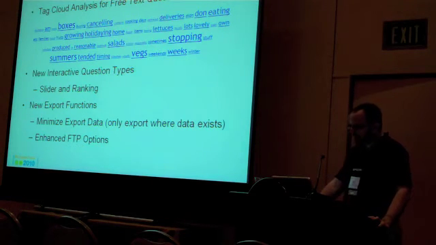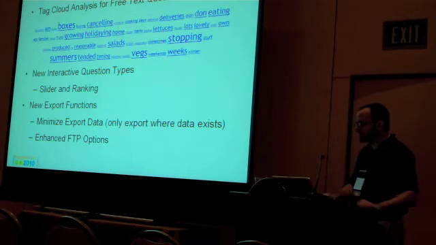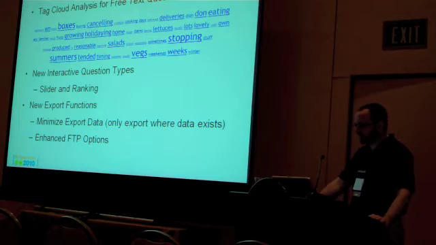Okay, so we've got tag cloud analysis. So with free text questions, people typing an answer in their own words, the words that come up the most in those free text questions are shown in bigger text in your campaign results. We've got new interactive question types like slider questions and ranking questions, which I'll show you in a minute.